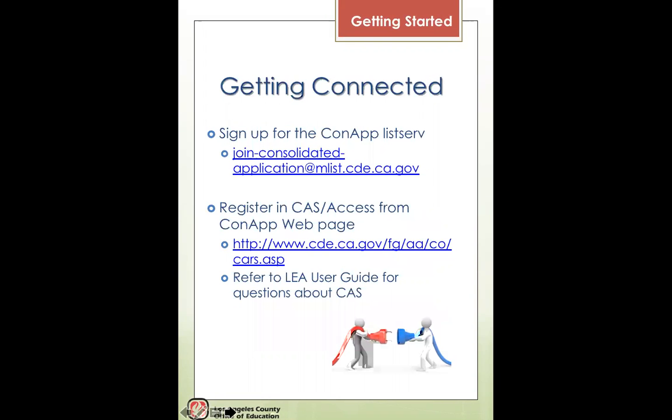But how do you get started to get connected, to get into the system? Hopefully you're in already. But first thing we always suggest is that you sign up for the ConApp listserv. Make sure you're getting emails. If anything happens, if the system goes down or there are problems, you want to be on that email list. Secondly, to enter the system, everyone in your office who's working on the application needs to be registered in the centralized authenticating system to begin with, and you can access that from the ConApp web page. And there's detailed information in the user guide to help you if you haven't registered before. And we'll take a little closer look at that in the next slide.